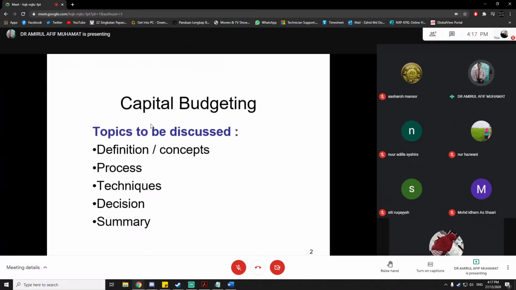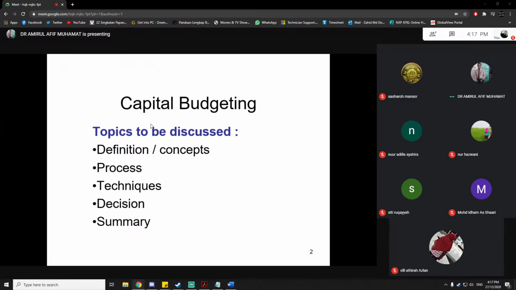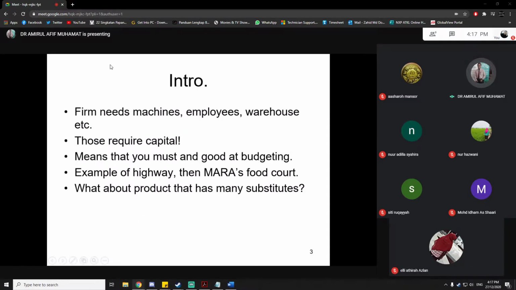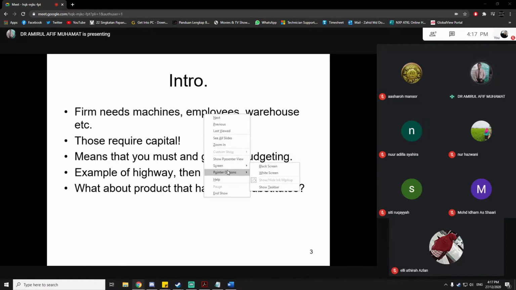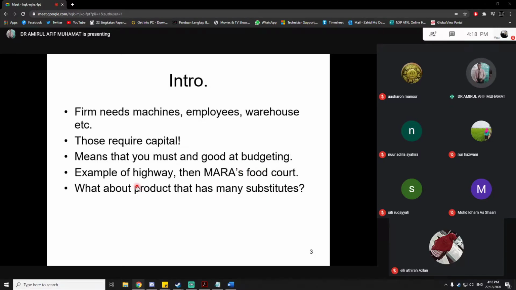Okay, so we are going to discuss capital budgeting. Basically, capital budgeting is a tool, a technique for a company, for a finance person or finance executive in the company to evaluate a particular project. Okay, especially if you have several projects to be considered. Because resources are limited, resources are scarce, so they must be used effectively and efficiently.